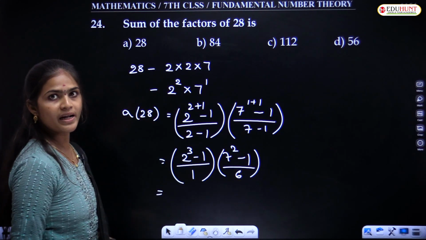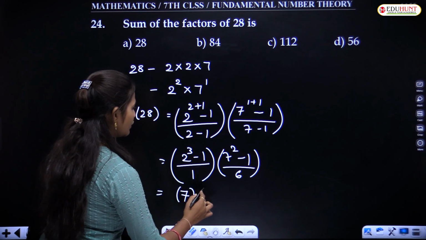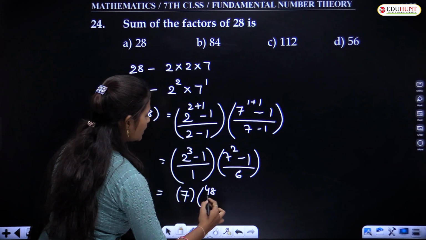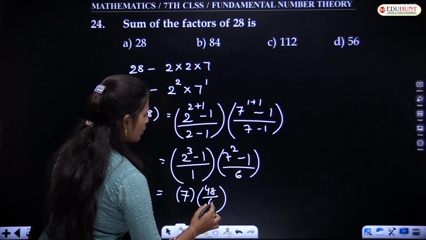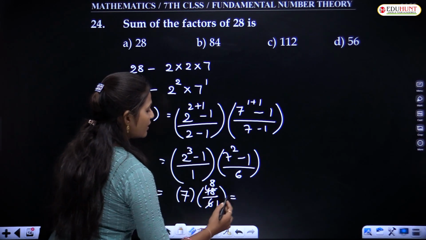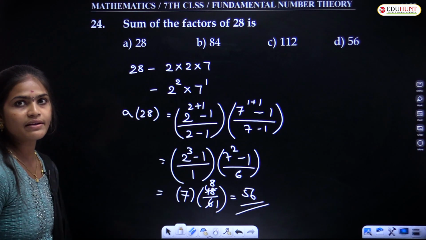So here 2 cube minus 1 is equal to 7. 8 minus 1 is 7, into 7 square, 49. 49 minus 1 is 48, by 6. Okay. 6 1s are 6, 6 8s are 48. So 7 8s are 56. Okay. What is that result? 7 8s are 56.